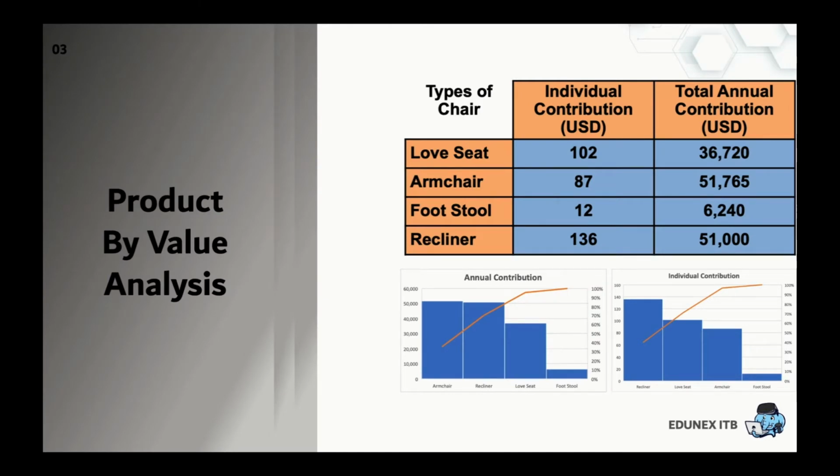This is in the furniture industry. For example, they are producing several types of chair. This is chair number 1, chair number 2, armchair, chair number 3, chair number 4. So the individual contribution, we can calculate this one, and the total annual contribution, we can calculate this one. Like this.